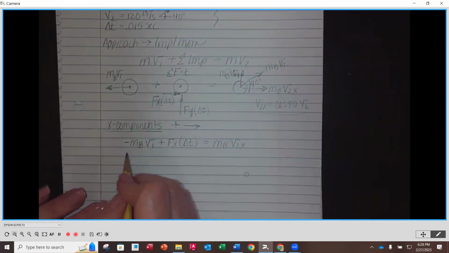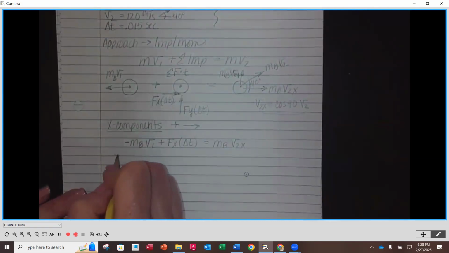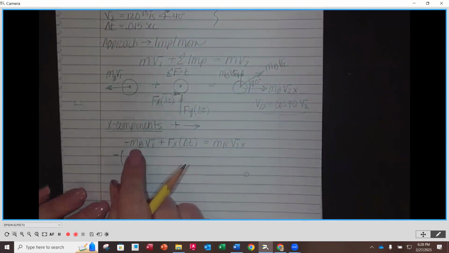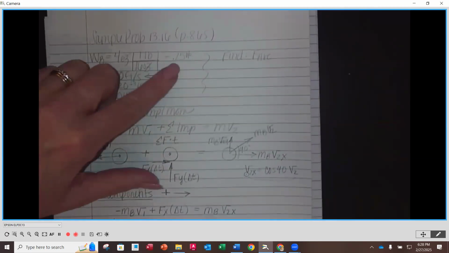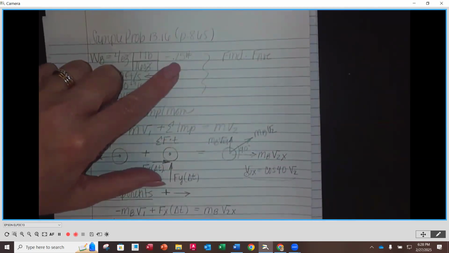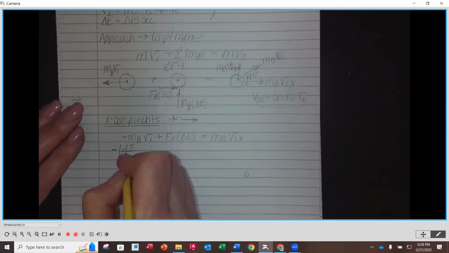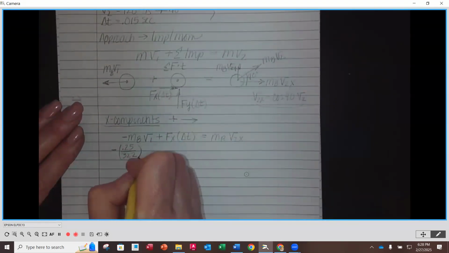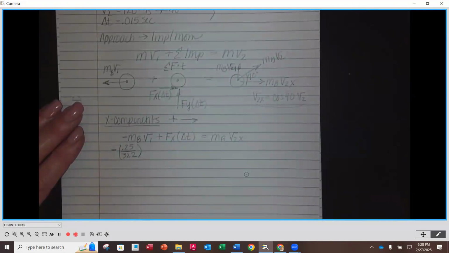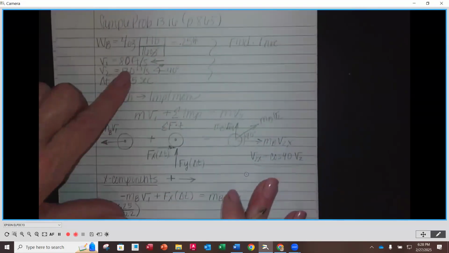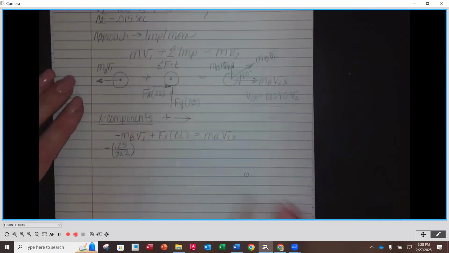So let's start filling in our numbers, starting on the left-hand side here. I'm going to have a negative. Now, our mass of our ball, we know that the weight of our ball is 0.25 pounds. The mass then is going to be 0.25 divided by 32.2. Velocity 1, make sure you carry the negative. I don't want you to forget that. Velocity 1 is our 80 feet per second, so it's just going to be 80. We didn't have to do any converting there.